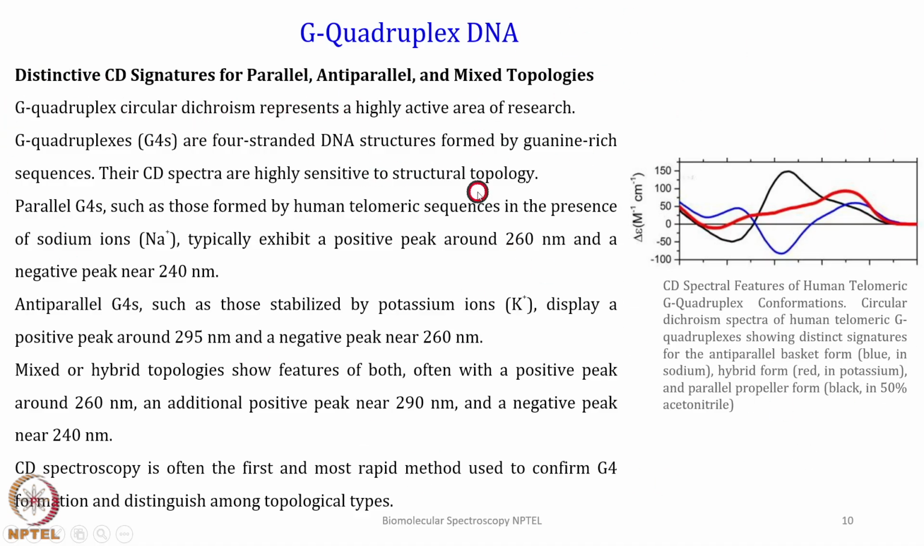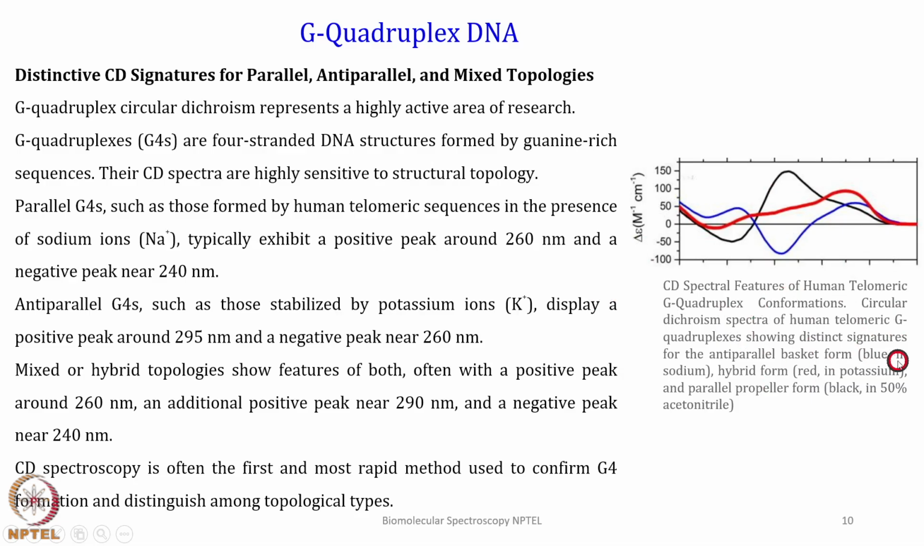So, there are distinct CD signals for parallel, anti-parallel or mixed type of topology. CD represents a highly active area of research, how the quadruplex formation happens and how the transition happens. And you know where quadruplex is found? It is found in the human telomere region. So, this is also an indication of aging. If you can isolate this DNA and understand the conformation, you can comment about the aging or age of a person. So, lots of interesting research is happening on the telomere region, connecting with human health and aging, and this is the CD spectrum of telomere G-quadruplex conformation.